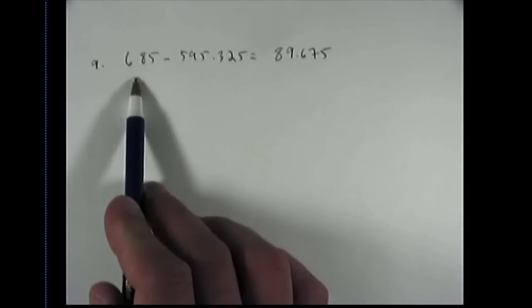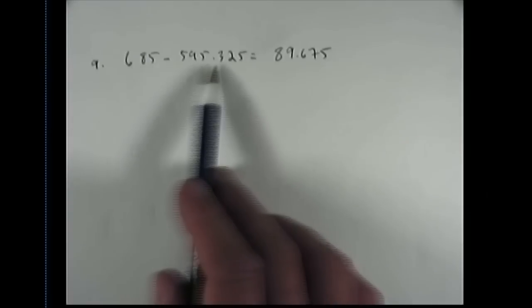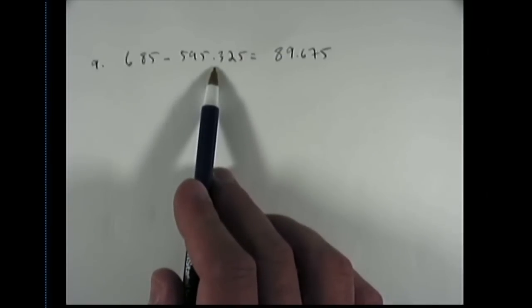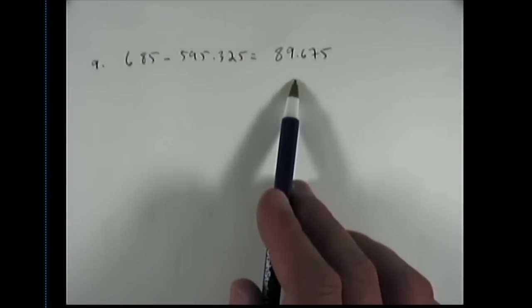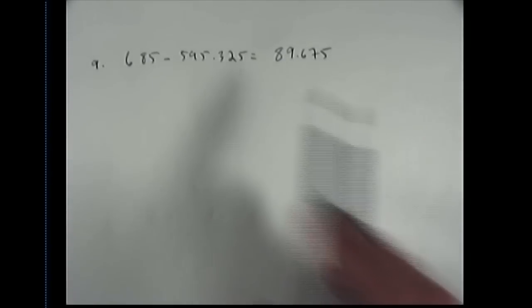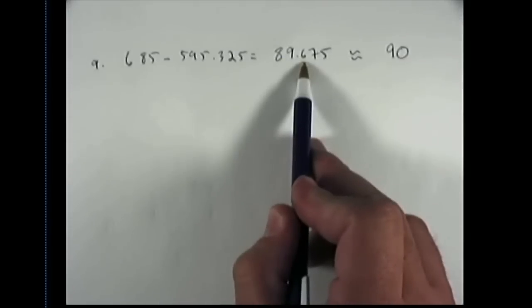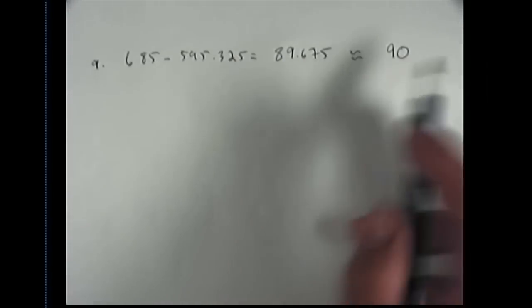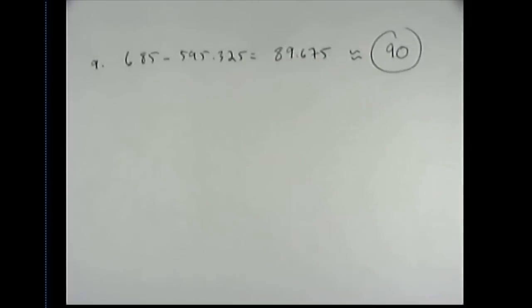In this case, we see this has 0 decimal places and this one has 3 decimal places. Hence, the answer has to have 0 decimal places. In order to do that, I'm going to round up to 90 because 6 rounds this number to 90. So that is the final answer for that one.